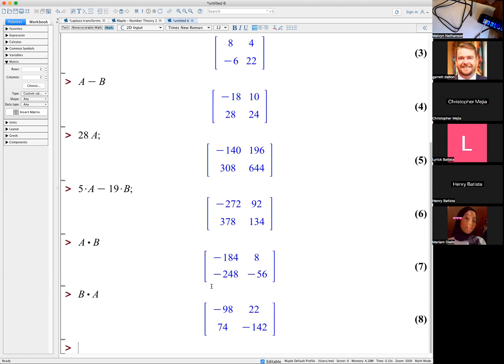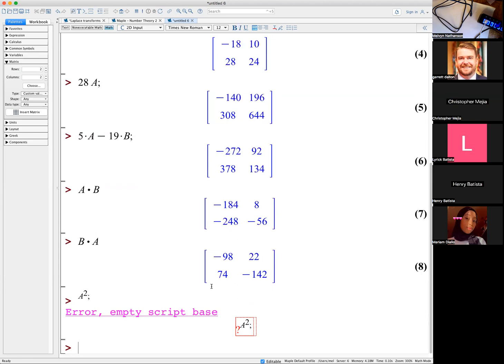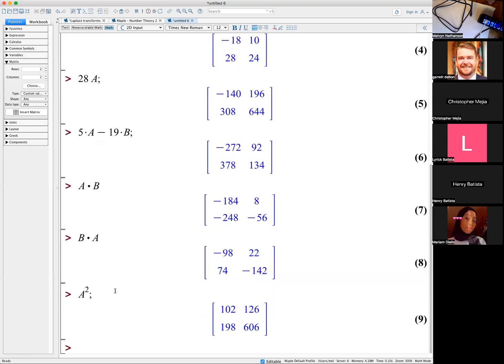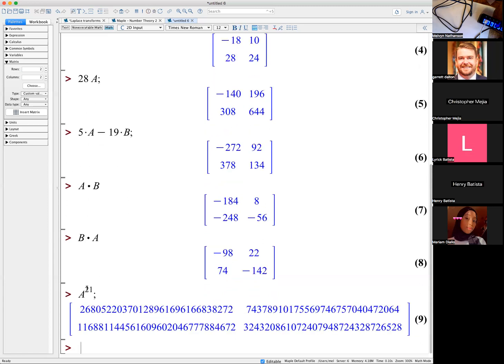Let's see. Can I square the matrix A? Oops. A squared. Oops. This is A squared. Seems to do it. Suppose I want to take A to the 21st power. You don't want to do this by hand. But that's what it is. You get these big numbers. So this is matrix addition and multiplication. This is the algebra of matrices.